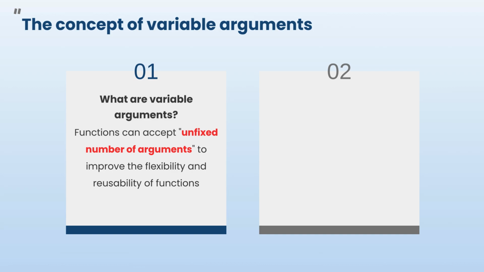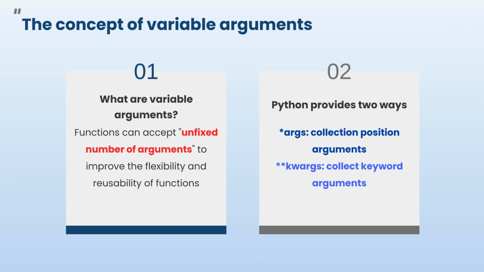To address this need, Python provides 2 ways to implement variable arguments. Asterisk arguments, used to collect positional arguments. Double asterisk keyword arguments, used to collect keyword arguments. Next, we'll introduce these 2 methods separately and explain how to use them with examples.